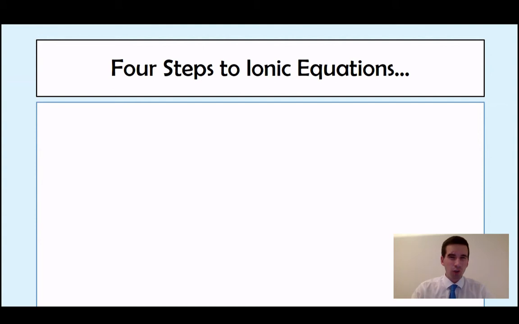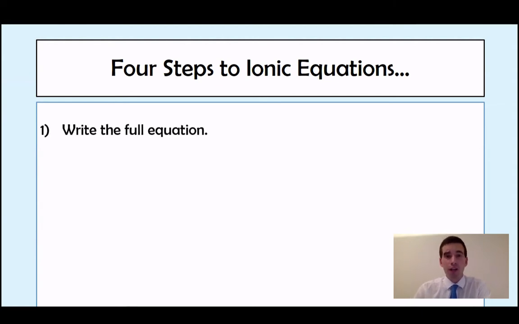Once you have the formula for the ionic compounds, you then need to be able to write ionic equations. Ionic equations basically show us exactly what is reacting in a chemical reaction involving ionic compounds. There are 4 steps to writing ionic equations. So we're going to go through these 4 steps and then go through an example.